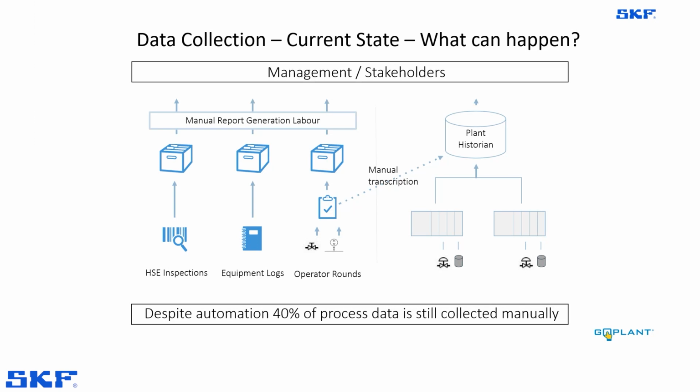On the other side of that, there's manually transcribing into a plant historian, like an SAP, like a CMMS system. Mistakes can be made. The inputting could be incorrect. There are little human errors that can happen when you're doing it this way.